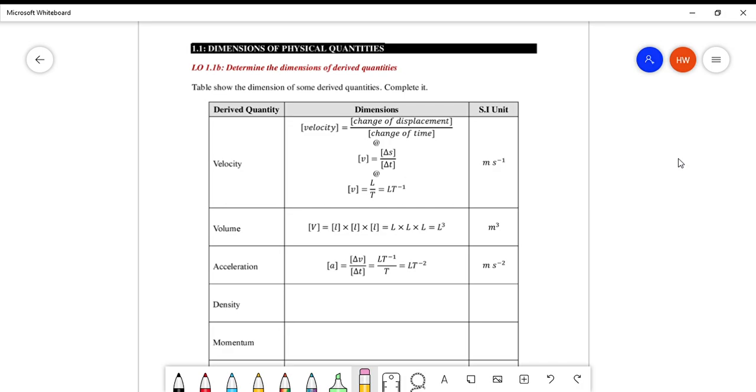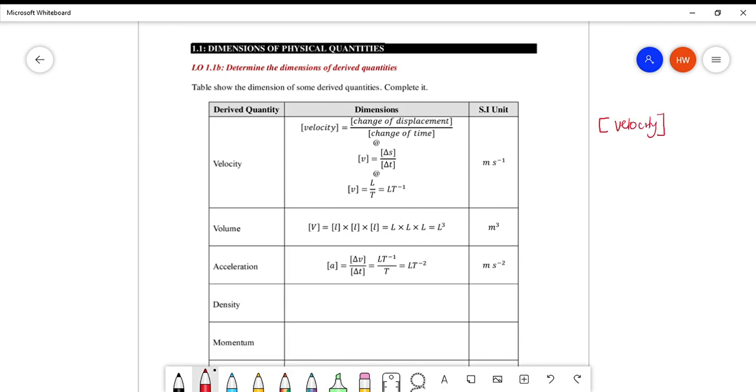Okay, so continuing from the previous lesson, we want to determine the dimension of derived quantities. The first example is velocity. Okay, so I'm just going to redo this part here. We want to find the dimension of velocity.